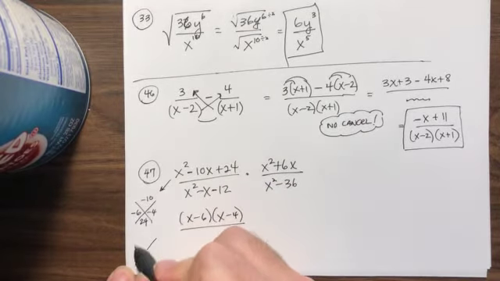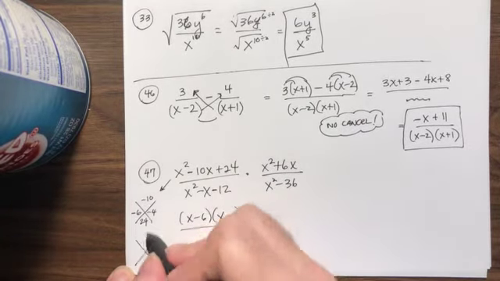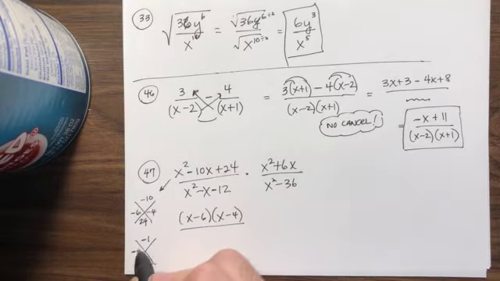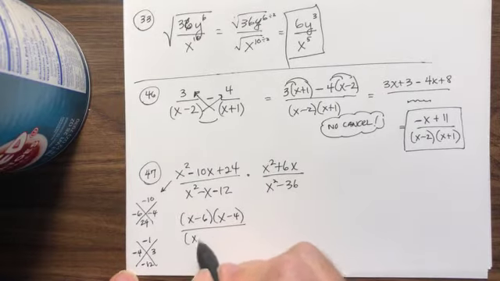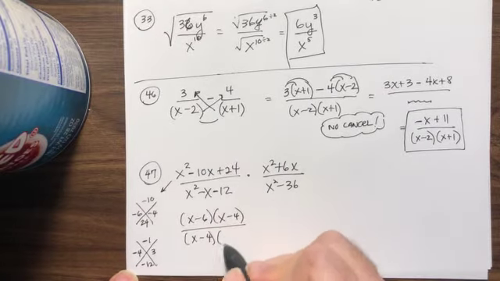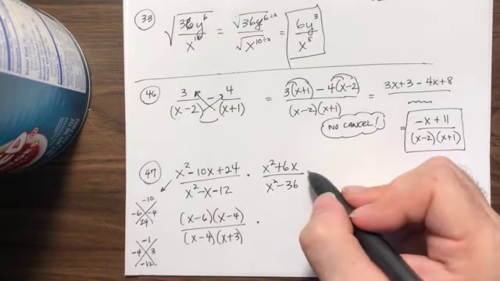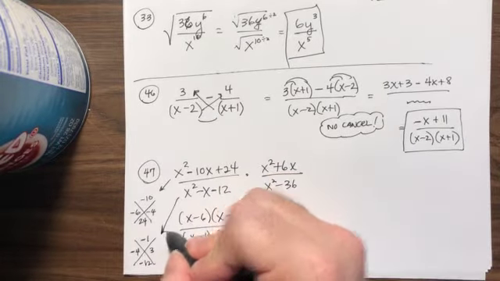And then I'm going to do it again for the bottom, because the bottom is also 3 terms. So I got negative 1 up there, negative 12 down there. And I go, what two numbers multiply to give me negative 12 and add to give me negative 1? And that's negative 4 and positive 3. So I'm going to have x minus 4 and x plus 3. Over here, so that goes to him.